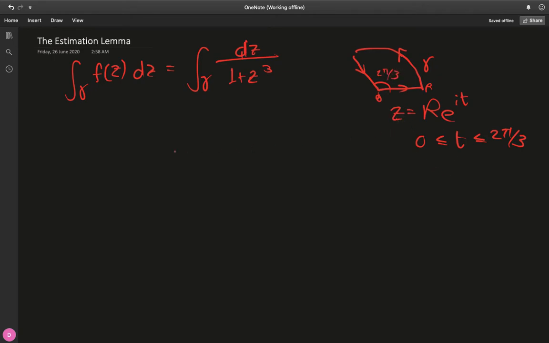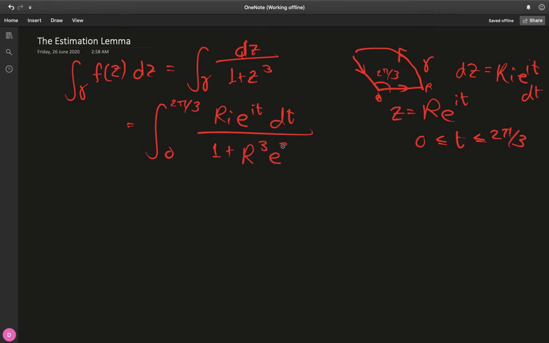So we can make that substitution, giving us integral from 0 to 2 pi over 3 of dz, which is ri times e to the it dt, divided by 1 plus r cubed times e to the 3it in the denominator. So now I'm going to take the mod of this. So the mod of integral from 0 to 2 pi over 3 of ri times e to the it dt divided by 1 plus r cubed e to the 3it.